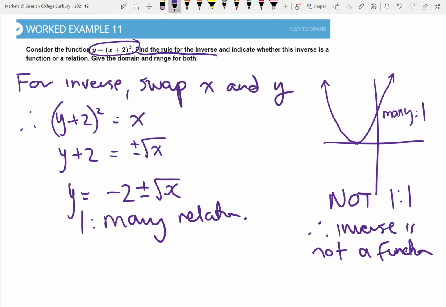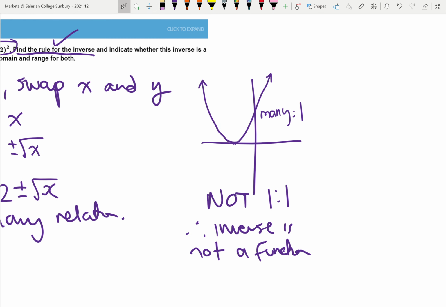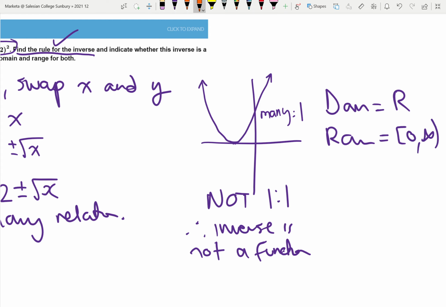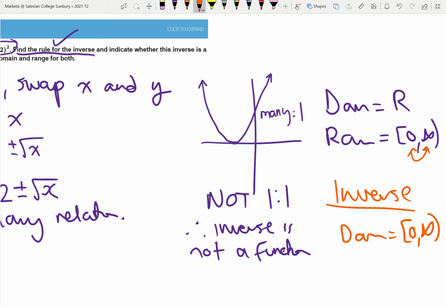Right, so find the rule for the inverse. We've done that. And indicate whether the inverse is a function or relation. It's a relation, and give the domain and range for both. So let's see. In the last video, I pointed out to you that the domain and range swap from the original to its inverse. So the domain here is R, and the range is going to be from 0 to infinity. And that means that for our inverse function, the domain is going to be 0 to infinity, not infinity to 0. So of course that sounds ridiculous, or not negative infinity to 0. Just be careful you're not swapping these over. No, you're just swapping the domain and range over as they exist. And the range is going to be R.